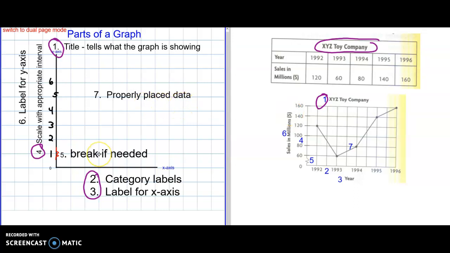Okay. And then the last super duper important thing that you need in a graph is properly placed data. So if you're creating a line graph, you need to have points. If you're creating a bar graph, you need to have bars, and they need to be put up to the right amount. I'll talk more about all of that tomorrow. But looking over here at the XYZ Toy Company, properly placed data. So because it's a line graph, they're plotting points. So they just have to go 1992, 120. So 1992, 120, and place their dot right there and continue doing that until they have all their dots created. And because it's a line graph, then all those dots need connected from beginning to end, and that's properly placed data.